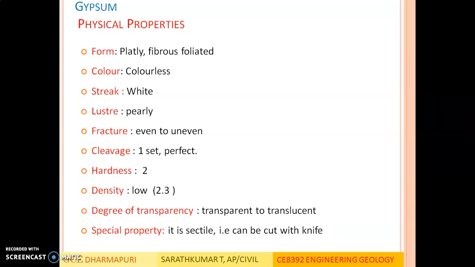Physical properties of gypsum. Form: lately fibrous, foliated. Color: colorless. Streak: white. Luster: pearly. Fracture: even to uneven. Cleavage: one set, perfect. Hardness: it has very low hardness, 2. It can be cut with a knife also. Density: low, 2.3. Degree of transparency: transparent to translucent. Special property: it is sectile. As I told, since it has a low hardness, it can be easily cut using a knife.